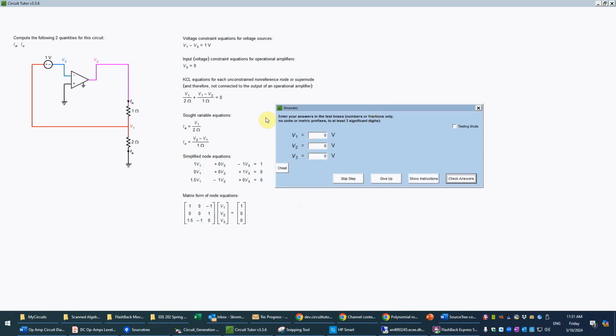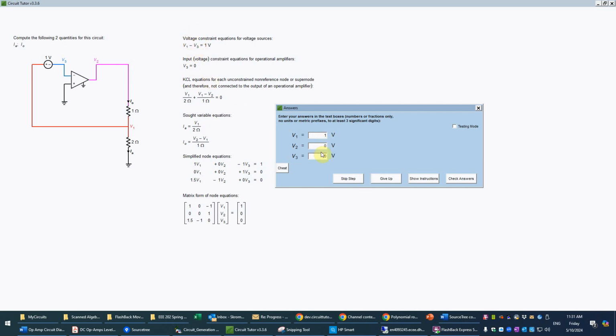So we know that V3 is 0, so that's already entered here. And then we can solve for V1 just using this equation and the fact that V3 is 0, so we imagine that being gone. So V1 is just 1 volt. So that's something we just see really without writing anything.